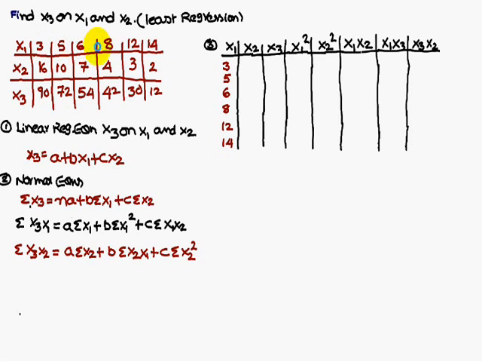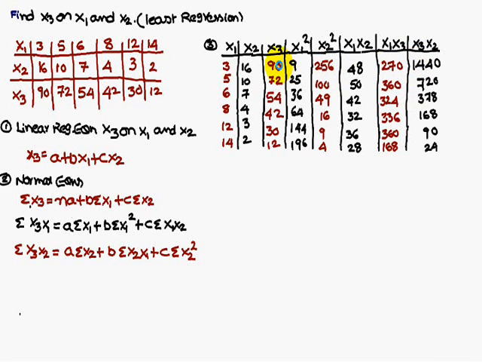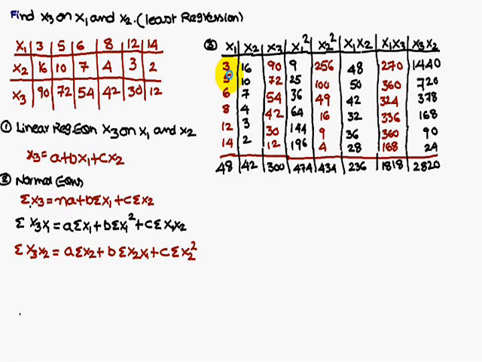The x1 values are 3, 5, 6, 8, 12, 4. Similarly, we substitute the x2 values, and the x3 values you have to write here. Similarly, I am writing the x1 square values and the x2 square values here. x1 into x2: 16 times 3 is 48. Similarly, x1 and x3: 3 times 90 is 270. Similarly, x3 and x2: 90 into 16. So you have to get the values like this. If you add column-wise, you get the totals like this.